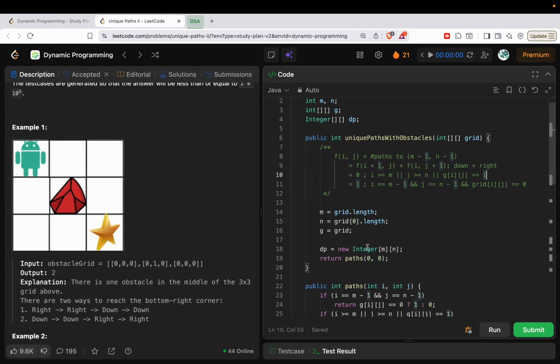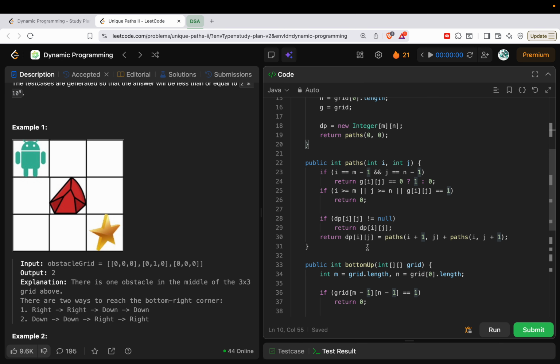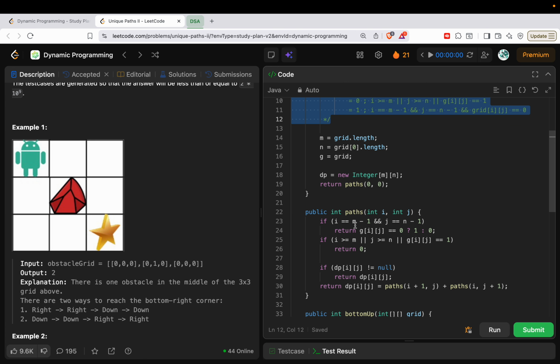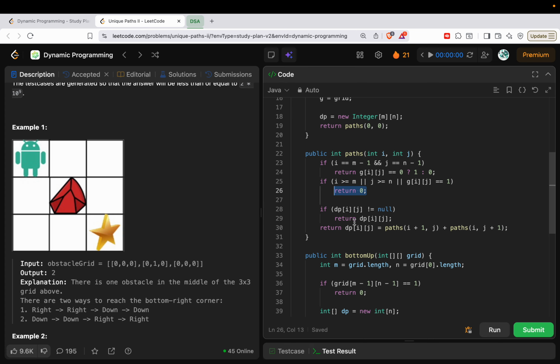Okay, so let's look at the code. This is the same implementation of our recurrence relation. If I have reached the end grid and the grid itself does not contain any obstacle, then I can reach it. That means I can consider it as a valid path, or else I will be returning 0. If I have exceeded the boundaries of the grid, or if there is an obstacle in the particular grid, I cannot reach the destination, so this will be 0. Now my answer will be coming from these two subproblems.